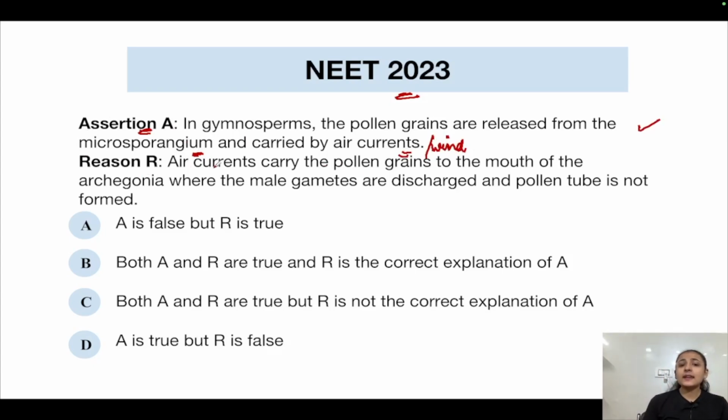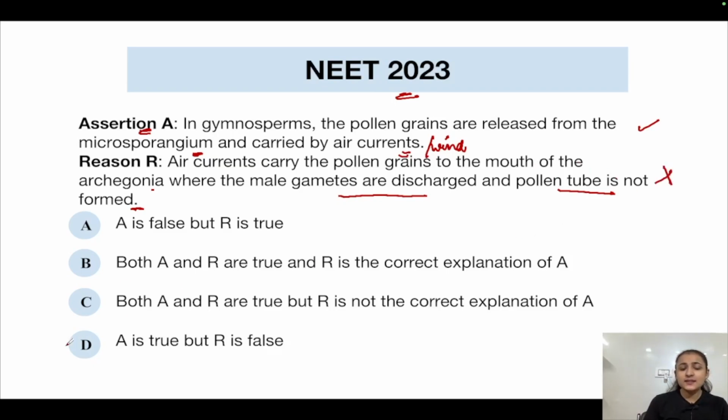Reason हमें दे रखा है कि air currents carry the pollen grains to the mouth of the archegonia. Yes, they carry pollen grains to the mouth of the archegonia, where the male gametes are discharged and the pollen tube is not formed. तो pollen tube तो फॉर्म होता है, तभी तो मेल गेमीट्स डिस्चार्ज होंगे. So this reason is false.